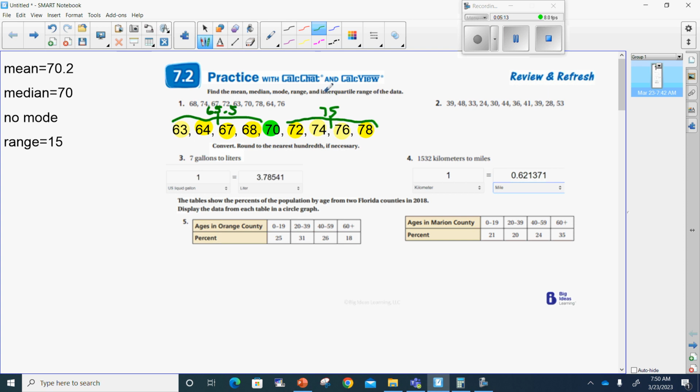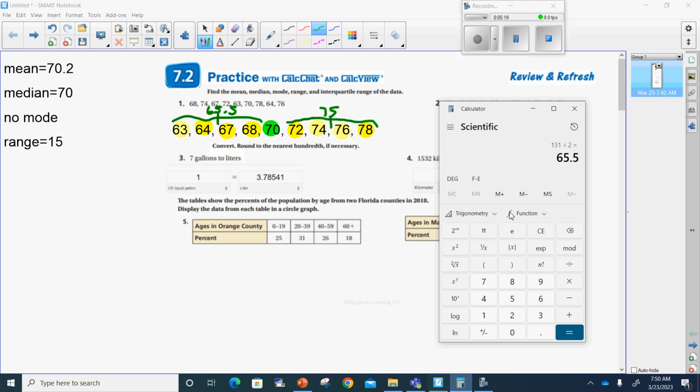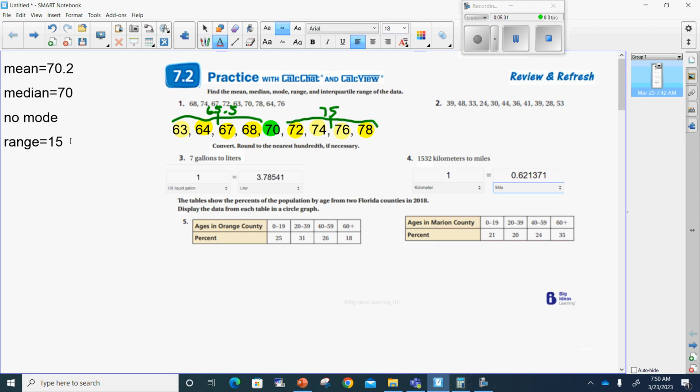Now to find the interquartile range, I take the third quartile and subtract the first quartile. So I'm going to take that 75 and subtract 65.5. And that gives me 9.5. So my interquartile range equals 9.5. All right, and that's all of them.